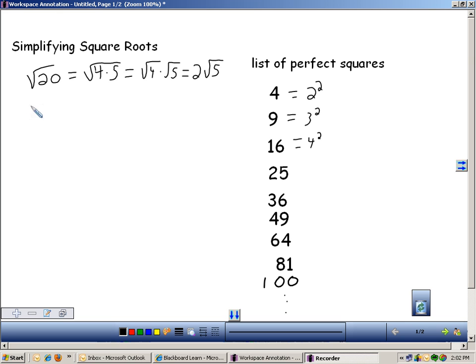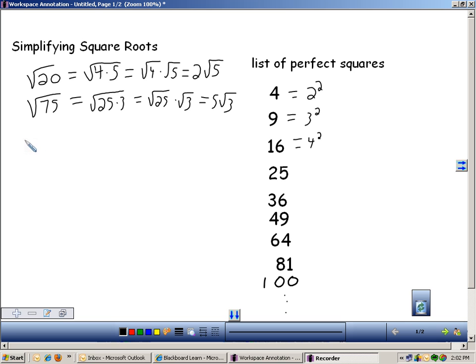If we look at another example, let's say the square root of 75. We look at our list: what's the biggest perfect square factor of 75? Well, the answer would be 25. 25 will go into 75 3 times. And so we can rewrite 75 as the square root of 25 times 3. We use the product rule once again and rewrite that as the square root of 25 times the square root of 3. Well, the square root of 25 is 5, and then we have the square root of 3 here.